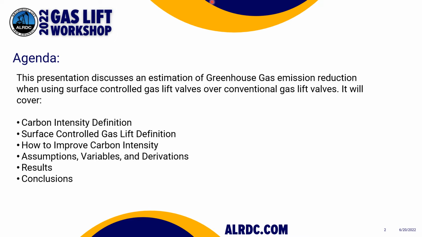Just kind of a layout and agenda we're going to talk about. Initially, carbon intensity is going to be defined. That's going to be followed by a description of surface controlled gas lift, how it's used a little bit to optimize wells, and how that affects carbon intensity. Again, somewhat generic based on manufacturer. Then I'm going to show some assumptions and use those basic assumptions and some basic calculations to go through and derive some equations that'll kind of show how some basic stuff on the well can be used to determine what the change in carbon intensity is going to be. And finally, some results will be presented.